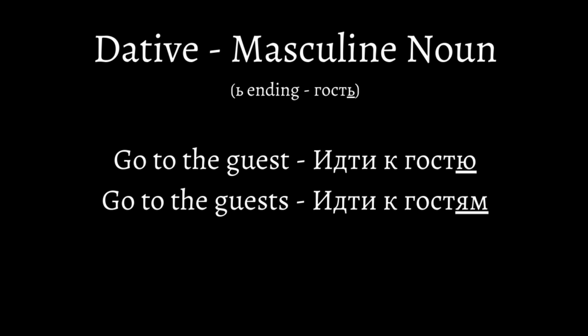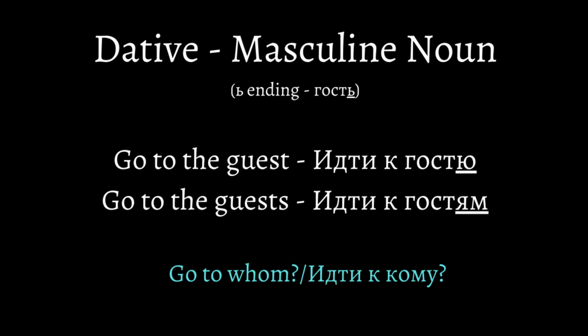Go to the guest and go to the guests are идти к гостю and идти к гостям. We have a masculine noun гость which ends in the мягкий знак, and therefore we change it to yu when singular and to yam when plural. It basically shares the same endings as from the previous example. We know it's dative because in this case we ask to whom? To the guest or the guests. Идти к кому? Идти к гостю or к гостям.